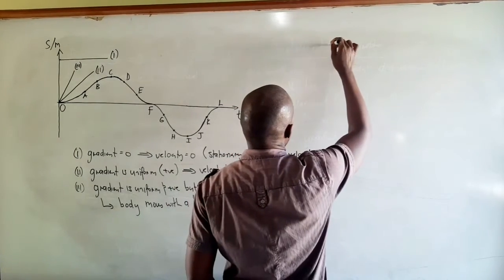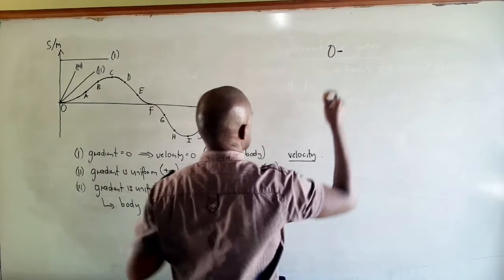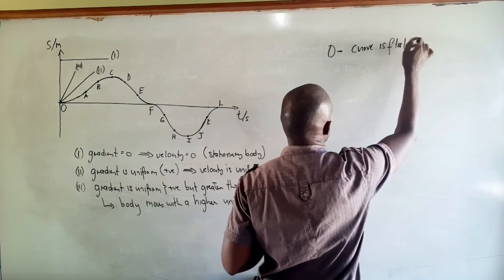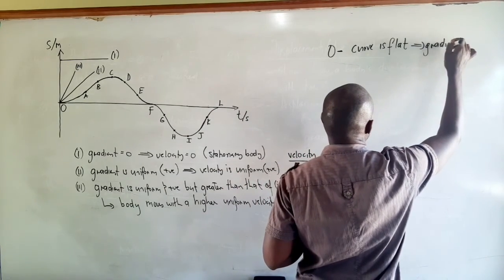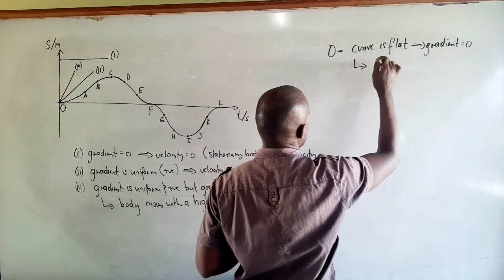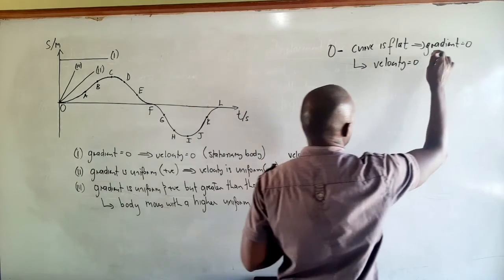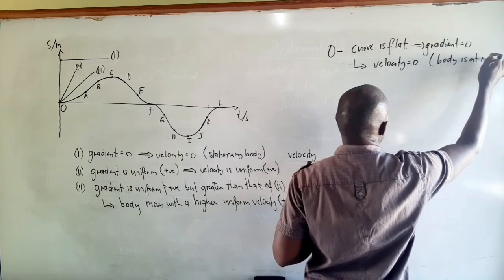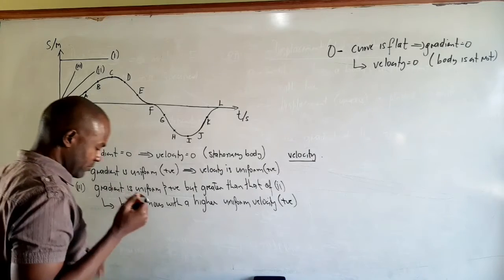So we say at O, the curve is flat, which means the gradient is equal to 0. And since the gradient is equal to 0, this further implies the velocity is equal to 0. And if velocity is 0, that means the body is at rest, right? So at O, the body is at rest.